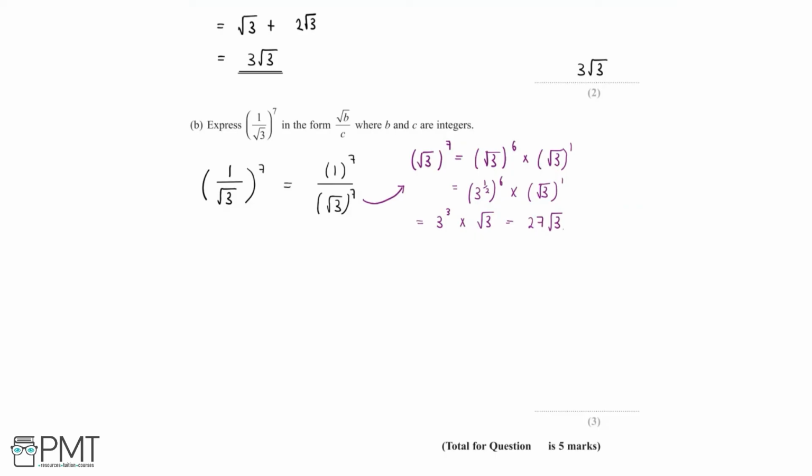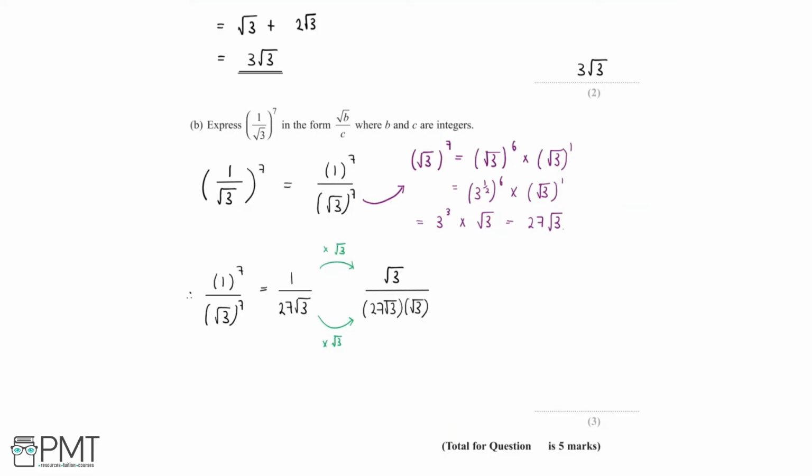Well, now we can say that 1 to the power of 7 over root 3 to the power of 7 can be written as 1 over 27 root 3, because we know that 1 to the power of 7 is equal to 1, and root 3 to the power of 7 is equal to 27 root 3. But we need to give our answer in the form root b over c, which means the denominator cannot be a surd. Now to get rid of the root 3 in the denominator, we need to rationalise this fraction, and we can do this by multiplying both the numerator and the denominator by root 3.